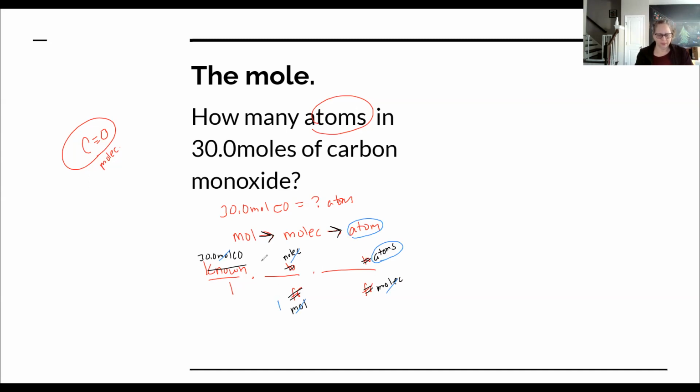1 mole is equal to 6.02 times 10 to the 23rd. I can use Avogadro's here because that is the base unit. Carbon monoxide is a molecule, so 1 mole is equal to 6.02 times 10 to the 23rd molecules. And then we have that next step. We have in 1 molecule, there is 2 atoms. So we're going to take 1 more conversion here and multiply by 2.